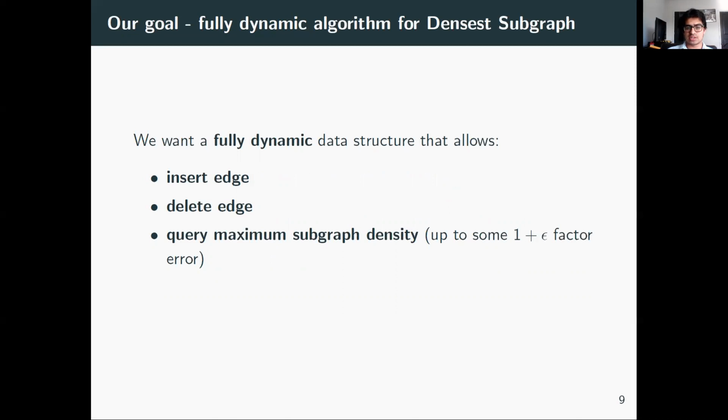You should be able to insert an edge, delete an edge, or at any point you should be able to query the maximum subgraph density in the graph up to some 1 plus epsilon factor error. Right? That is our goal for today, and ideally this should be much smaller than linear time, and as in most dynamic algorithms, our desired runtime is polynomial in log n and in epsilon to the minus 1.